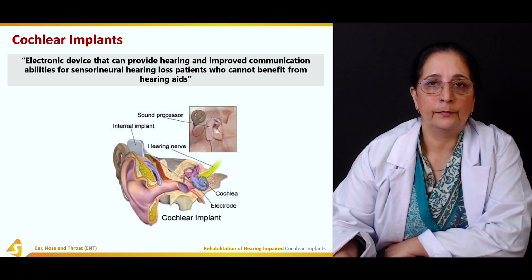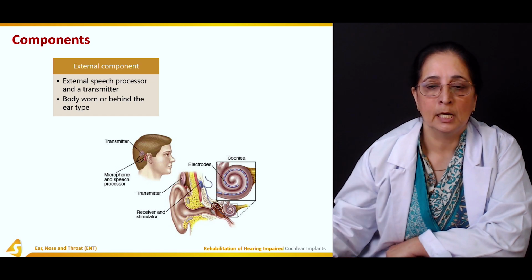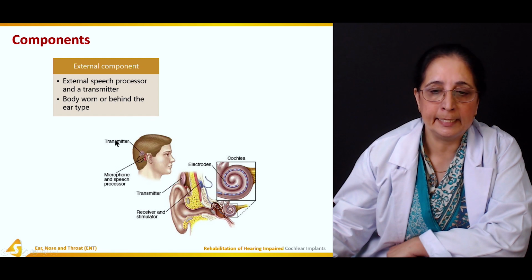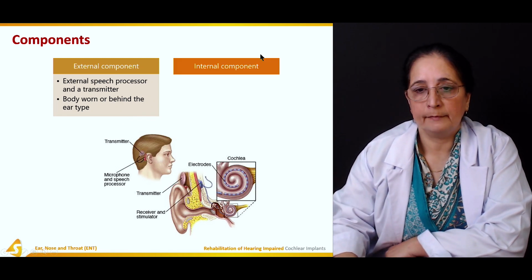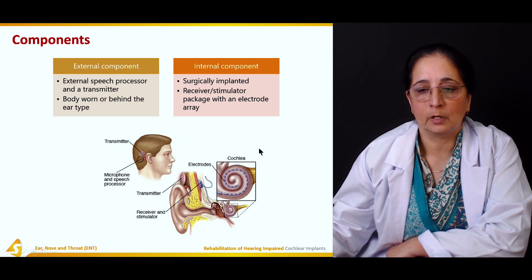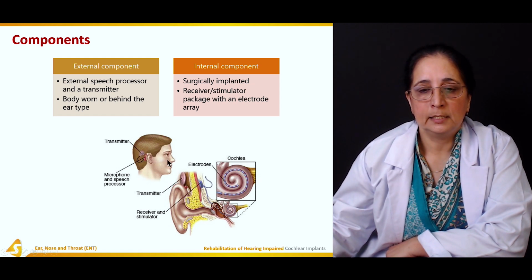The components of the cochlear implants: there are external components, which is the speech processor and transmitter, which is body worn or behind the ear type. And then we have internal components which are a surgically implanted receiver stimulator package with an electrode array. So this is the electrode array. And then this is the external component. We have the transmitter and the speech microphone and the speech processor.